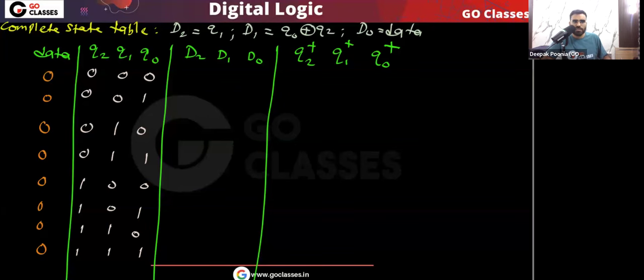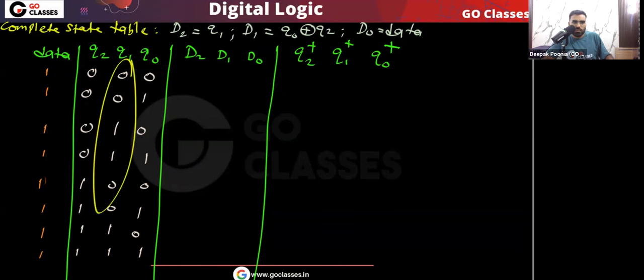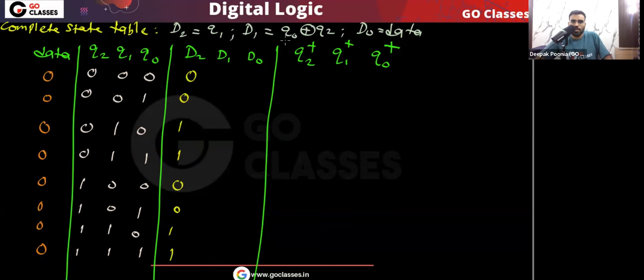Now notice why this method is actually time saving. What is the reason? You can see, because d2 is q1, you can directly write this q1 column in d2. Yes or no? D2 equal to q1. So this q1 column you can just copy paste in d2.